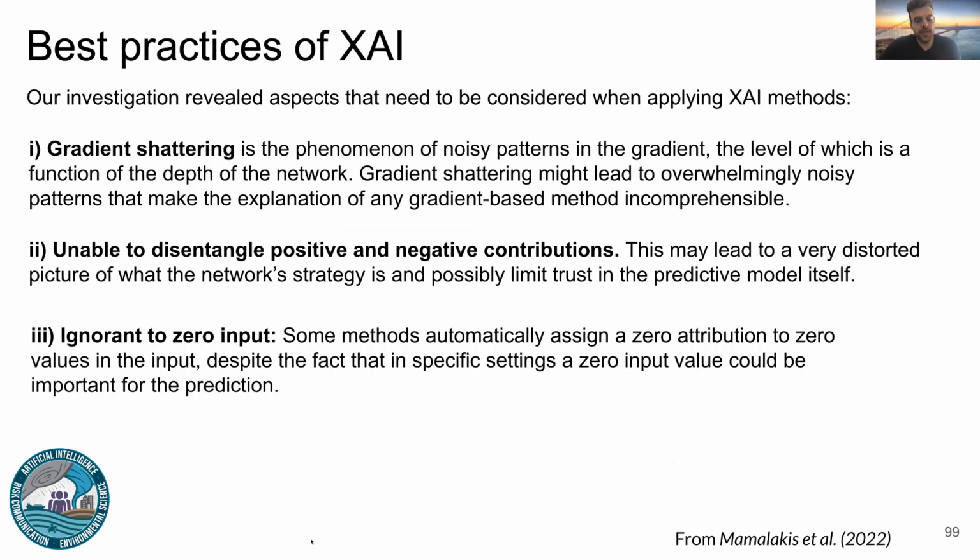Deep sub allows the user to define the baseline. But the points that I want the audience to keep from this investigation and this benchmarking is that three issues came up. The first was gradient stuttering, the noisy patterns in the gradient that make the results of XAI very noisy, especially for deep networks. It can be completely incomprehensible. The second is the issue that some methods cannot distinguish between positive and negative attributions.